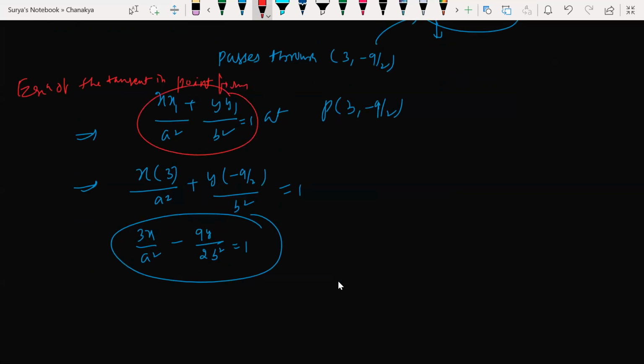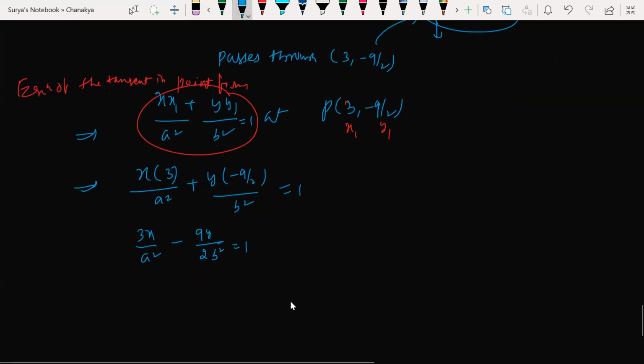I know the point form formula. At this point, what will I do? x1, y1 values are given here. So let us just substitute here and get that. So I just got this equation.